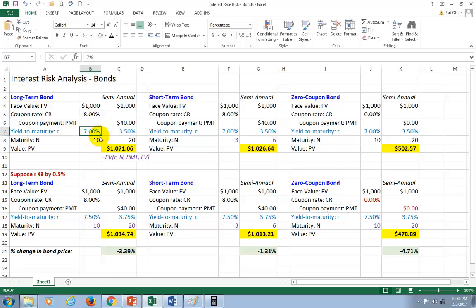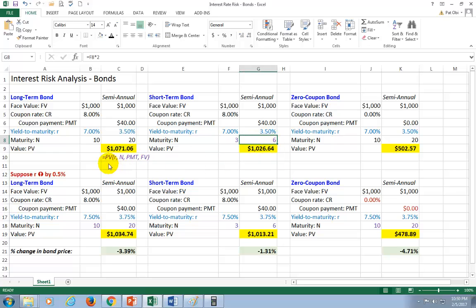All right, so here, suppose yield to maturity is 7%. And for simplicity, I'm going to assume the same 7% for the short-term bond. So that's where you find the flat yield curve. And it's not going to matter the level of interest rates you use in the example. So now, this long-term bond is a 10-year bond, semi-annually, 20 periods. And the short-term bond is a 3-year bond, semi-annually, 6 periods.